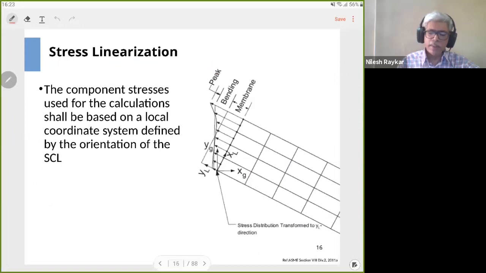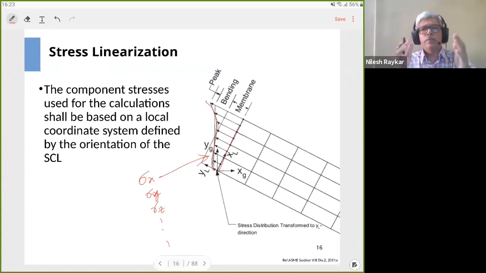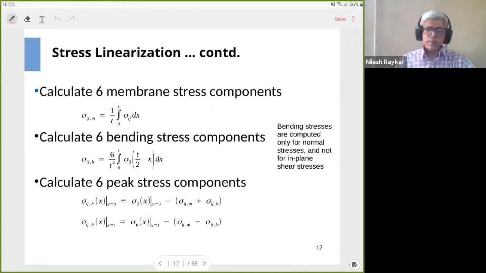And once you have decided the classification line, along that line, you need to obtain the stress distribution. So again, remember that there are 6 stress components. And for each component, you'll have to do this classification separately. So we'll get sigma X membrane, sigma Y membrane, sigma Z membrane separately. And then you use the failure theory to combine these stresses. So you may use von Mises to combine the stresses.